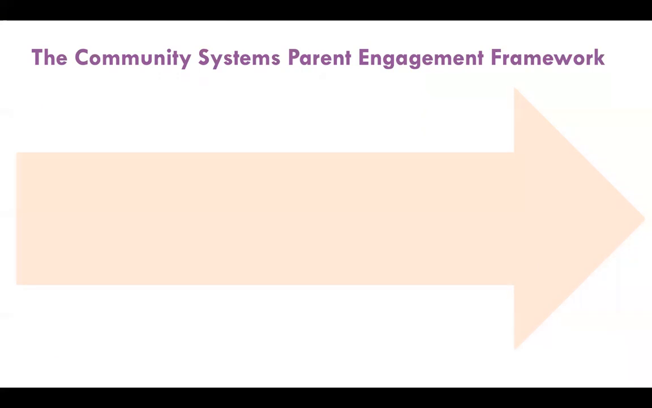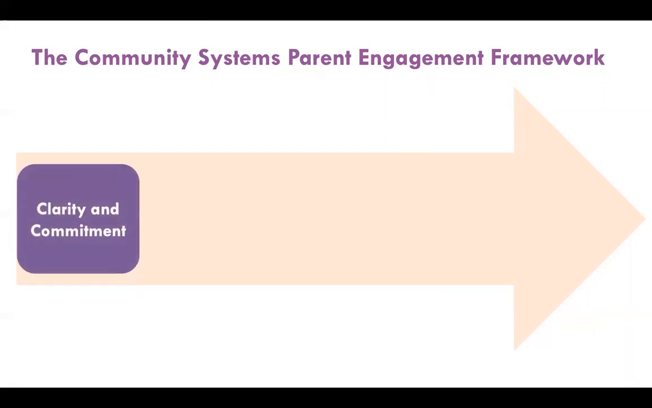During this training, we will review how to move through the parent engagement framework by using the theory of change. The Community Systems, or CS3 Parent Engagement Theory of Change, starts with clarity and commitment. It's important that we are clear on what we collectively mean by parent engagement and committing resources to support engagement.